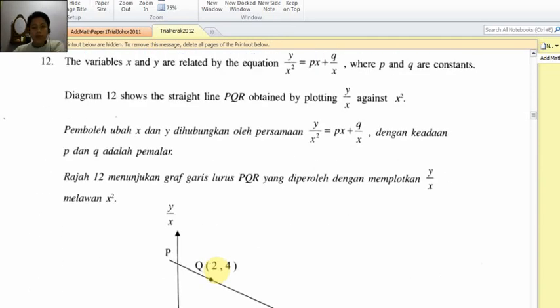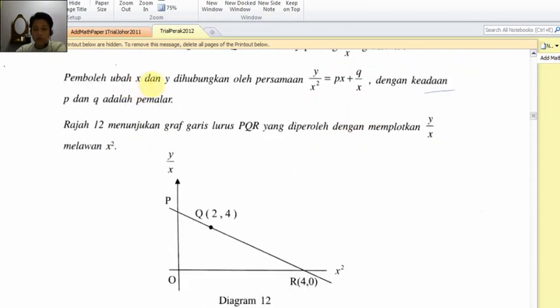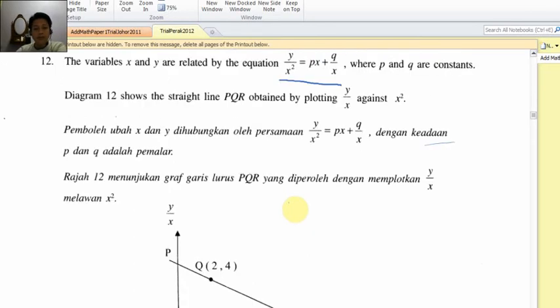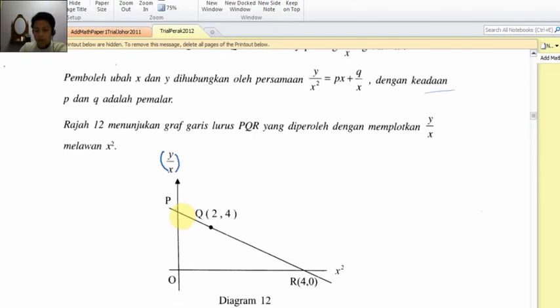Number 12. The variables x and y are related by this equation, I'm not going to read it, where p and q are constants. So it is given a graph. PQR is a straight line there. It's a linear relationship across points P, Q and R. Q is (2, 4) and R is coordinate (4, 0). Take a look at the axes. This is y over x, and this axis is x squared. So that gives us a clue.